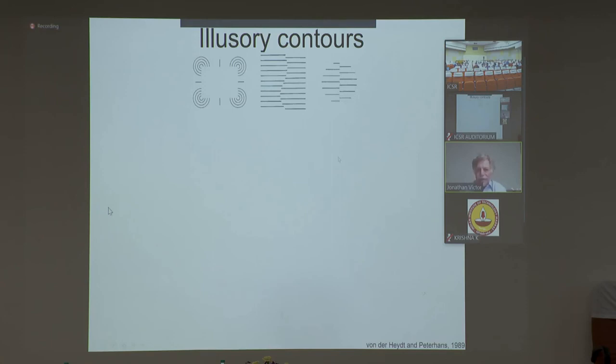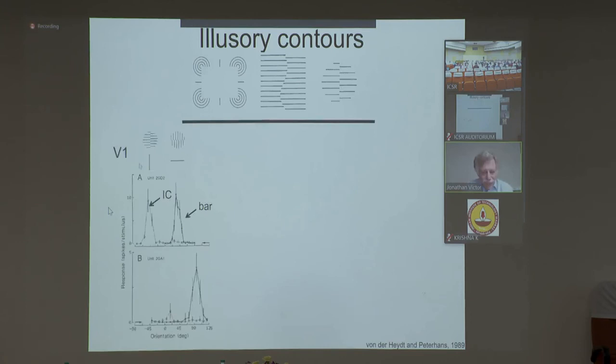Or put another way, you could test whether a neuron knew about illusory contours by asking, what is its orientation preference for this stimulus? Did its orientation preference depend on the illusory contour or on the real contour? And since those are at right angles, it allows for a very sharp test.